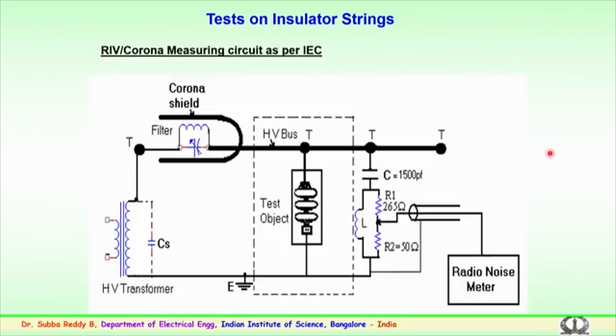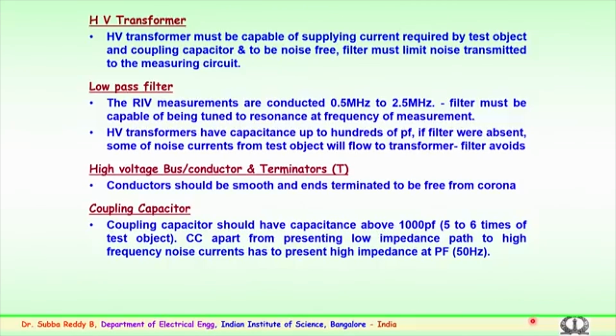Now we will discuss the importance of each and every component here: the transformer, the filter, the bus bar, the importance of the coupling capacitor, and the radio noise meter specifications which are to be followed in any internationally recognized testing laboratory for the conduction. The high voltage transformer which we have seen is very important. The high voltage transformer must be capable of supplying the current which is required by the test object. That you have to know.